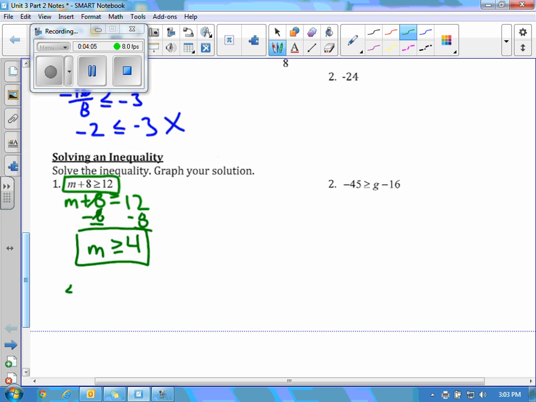Now I need to graph it, so I draw my number line. I put a 4. It's greater than or equal to, so that means I have a closed-in circle because it's equal to. Greater than tells me to go to the right. So all of that needs to be done.